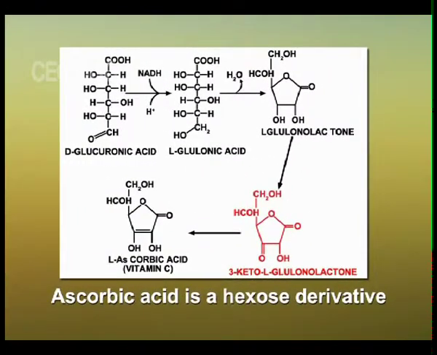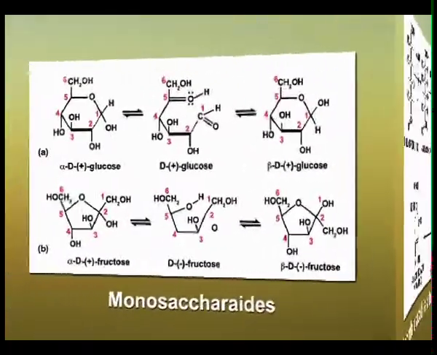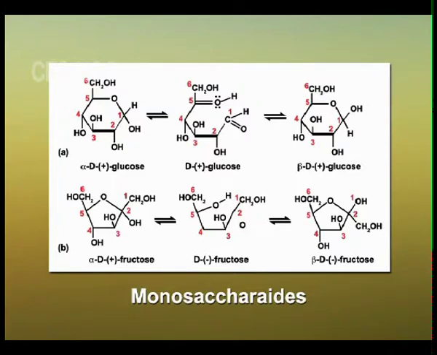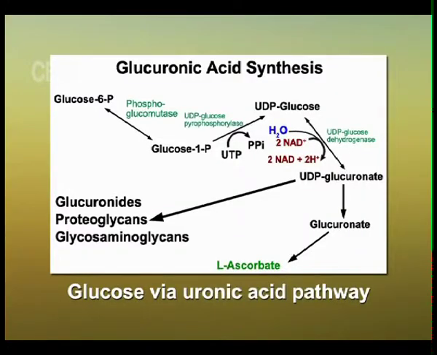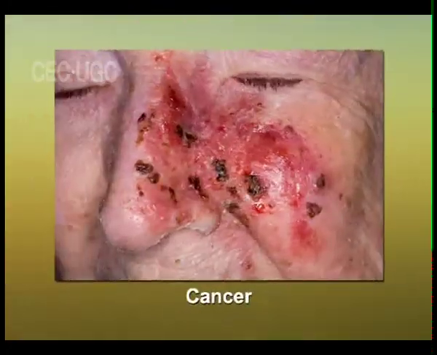Ascorbic acid or vitamin C. Ascorbic acid is a hexose derivative and closely resembles monosaccharides in structure. The acidic property of vitamin C is due to enolic hydroxyl groups. Many animals can synthesize ascorbic acid from glucose via uronic acid pathway. Vitamin C has become the most controversial vitamin in recent years because of the claims and counterclaims on the use of vitamin C in megadoses to cure everything from common cold to cancer.